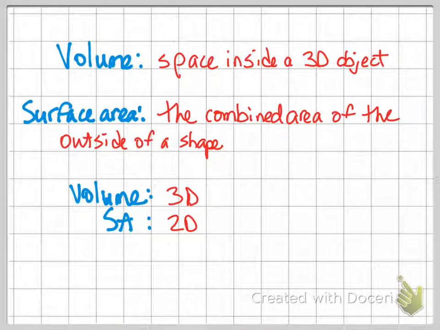Volume is expressed as cubic, surface area is expressed as square, and that's because volume is a 3D measurement, whereas surface area, like area, is a 2D measurement.